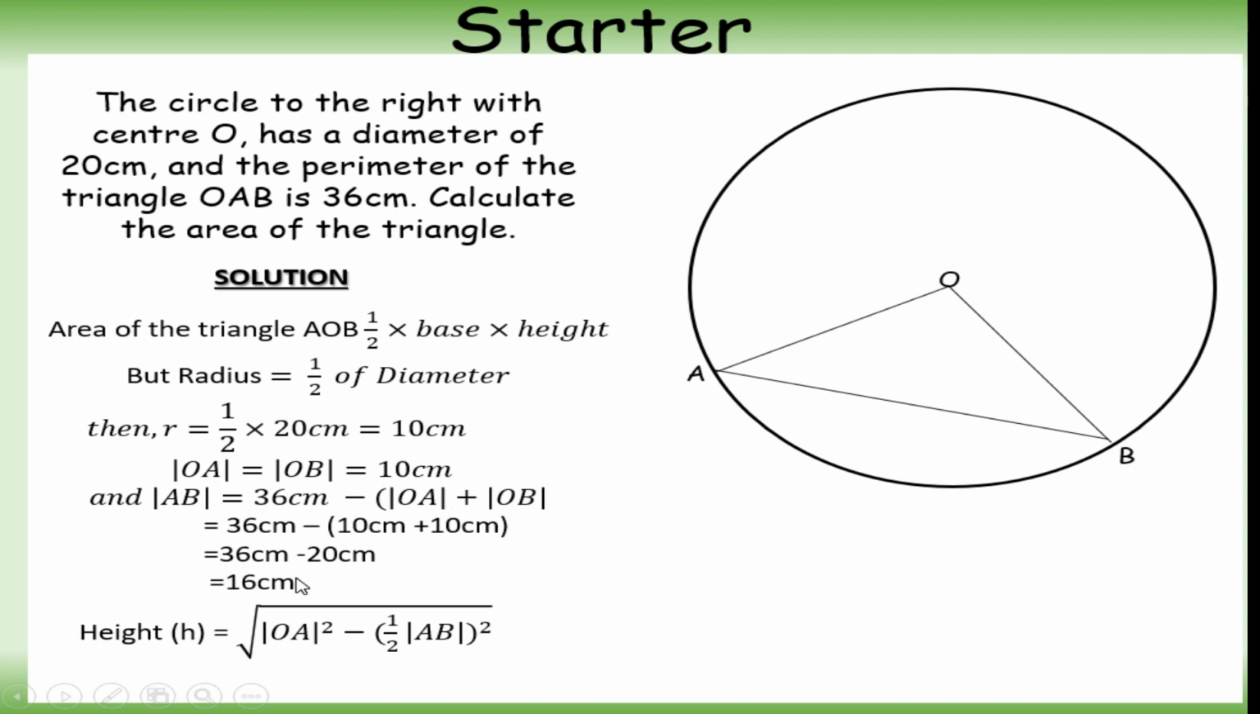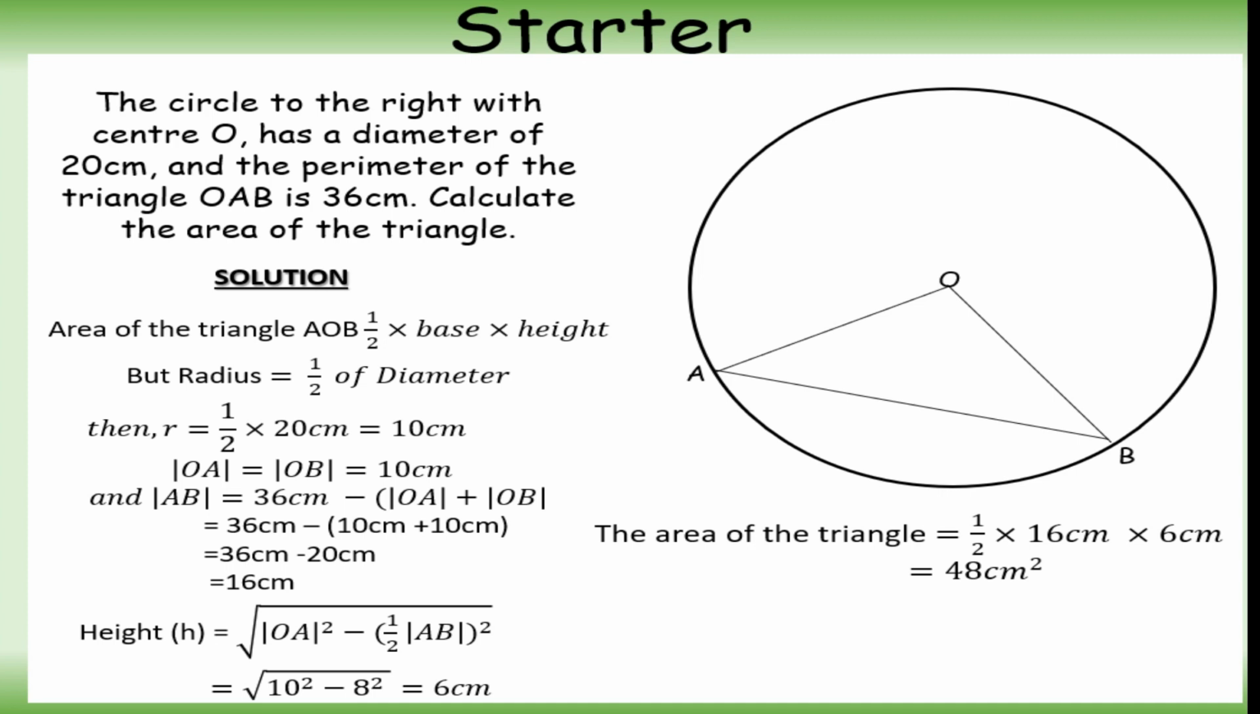Now to get the height of the triangle, we need to apply the Pythagoras theorem, which states that the square of the hypotenuse is equal to the sum of the squares of the other two sides. So we take OA squared minus half of AB, which is from here to the middle, squared, and your height is 6 centimeters. Now we know AB is also 16 centimeters, so we can solve for the area of the whole triangle OAB. We multiply half times 16 times 6 centimeters, which is equal to 48 centimeters squared. Feel free to pause the video and try it on your own and see whether you can get it.